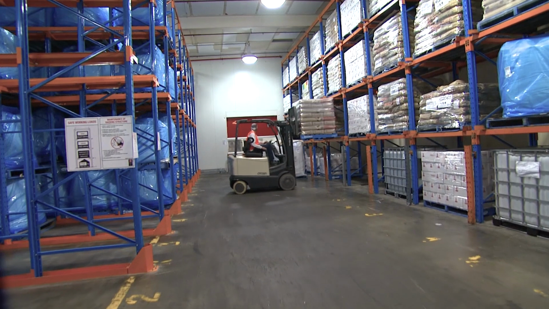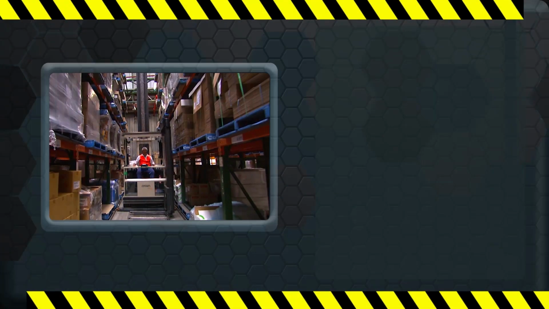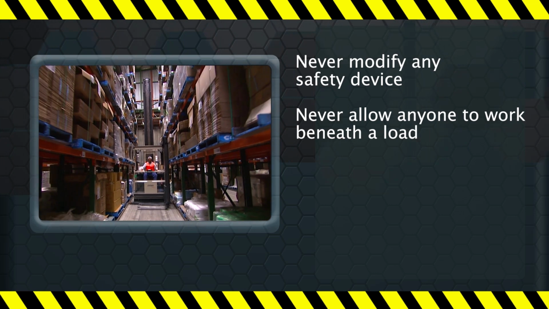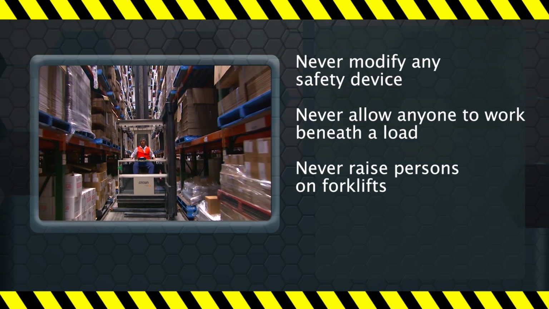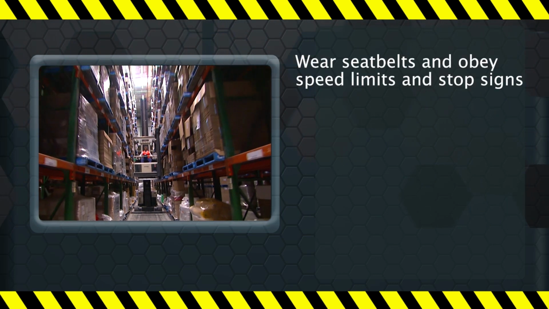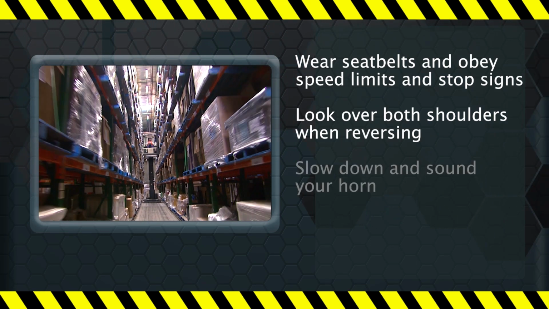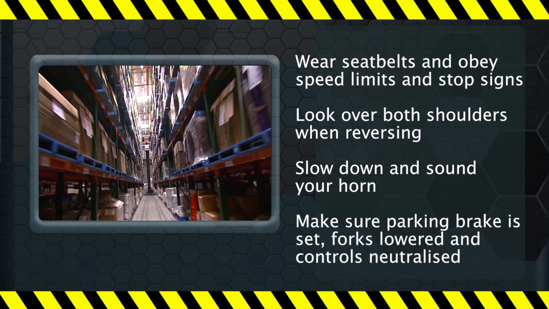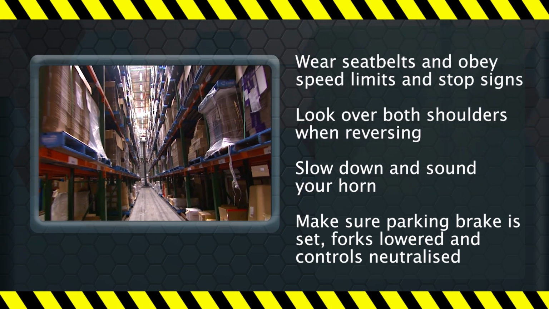Only trained operators or suitably supervised employees should operate forklifts. As a trained operator, you should never modify any safety device on your forklifts, never allow anyone to work beneath a suspended load, never raise persons on a forklift without the correct work platform attached, never use the platform to transport people, always wear seatbelts and obey speed limits and stop signs, always look over both shoulders when reversing, always slow down and sound your horn as you approach an intersection. When getting off a forklift, make sure the parking brake is set, the forks are lowered and controls are neutralised.